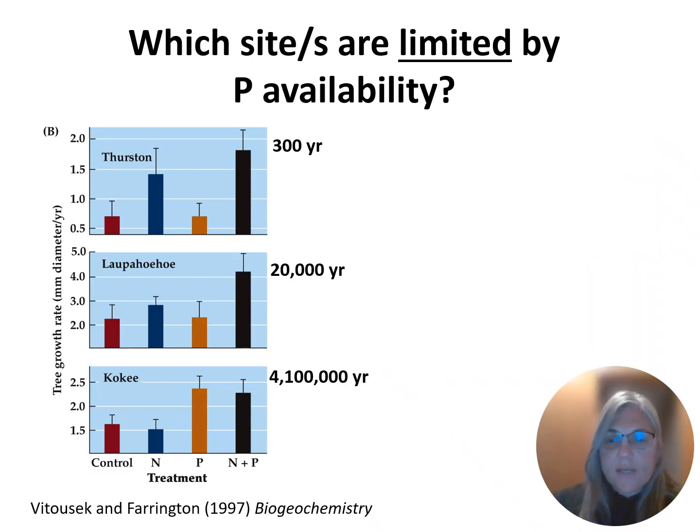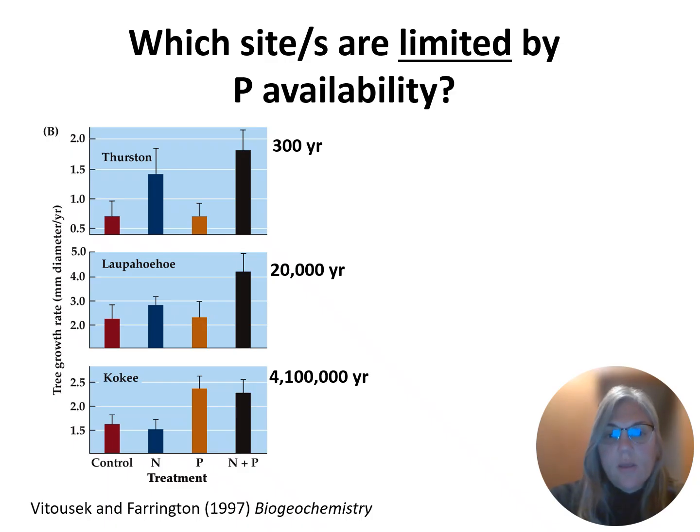Okay, so here's some data from their experiment. The top graph is the site that was 300 years old, so the youngest site. The middle graph is a site that was 20,000 years old, so an intermediate site. And then the bottom is a graph from a site that was over 4 million years old. On the y-axis, we have the plant response, so tree growth rate in millimeters in diameter per year. And on the x-axis, we have the different treatments. So their control, where they didn't do anything, their nitrogen addition plots, and then their phosphorus addition, and then their nitrogen plus phosphorus.